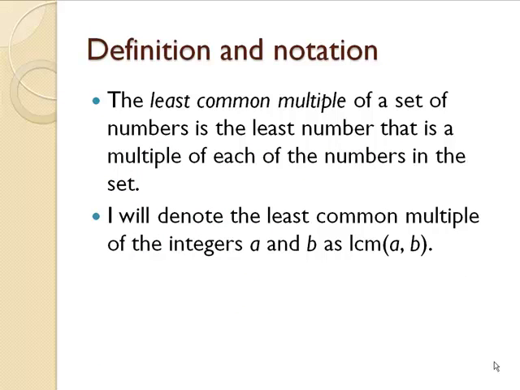The least common multiple of a set of numbers is the least number that's a multiple of each of the numbers in that set, and I'm going to use the notation LCM(A, B), where A and B are those integers that we're trying to find the least common multiple of.